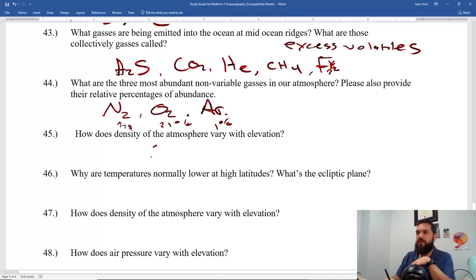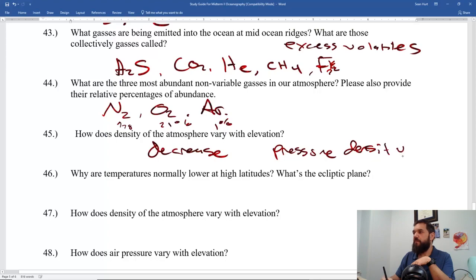Now, how does the density of the atmosphere vary with elevation? It decreases. The density of the atmosphere decreases as you go up in elevation, and along with that, the pressure decreases too. So not only air pressure, but also density decrease. So they go down with elevation.